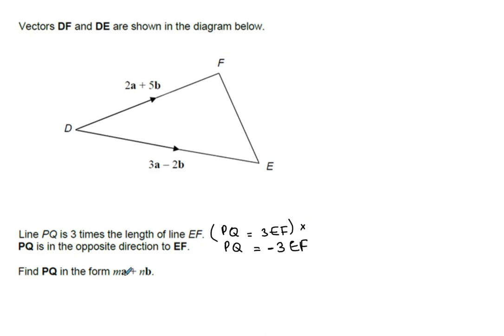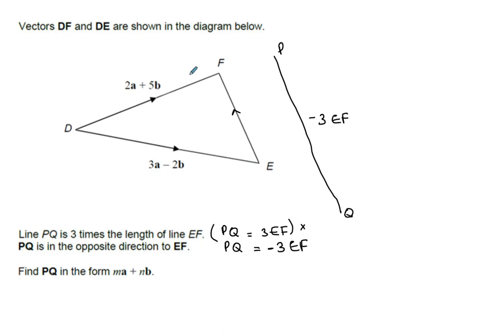Find PQ in the form MA plus NB. So EF is going that way. So let's say PQ would be going that way. It's 3 times the length, so minus 3 of EF. So let's find EF.